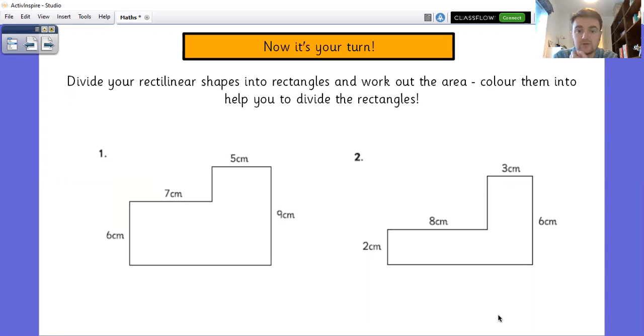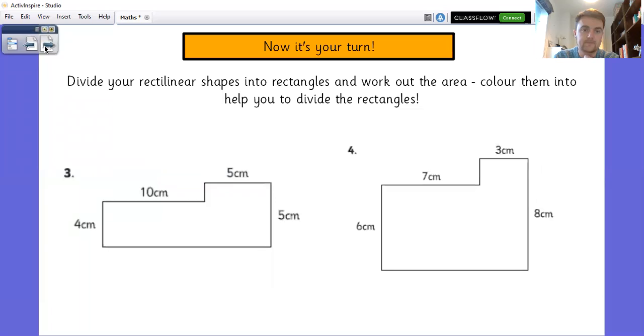Make sure you're looking really carefully. There are only 4 measurements provided to you, so there's only one place that you can draw the line to make the rectangles that you need. So here's question 1 and 2. Here's question 3 and 4. Again, pause it when you're on this slide so that you can work through those questions.